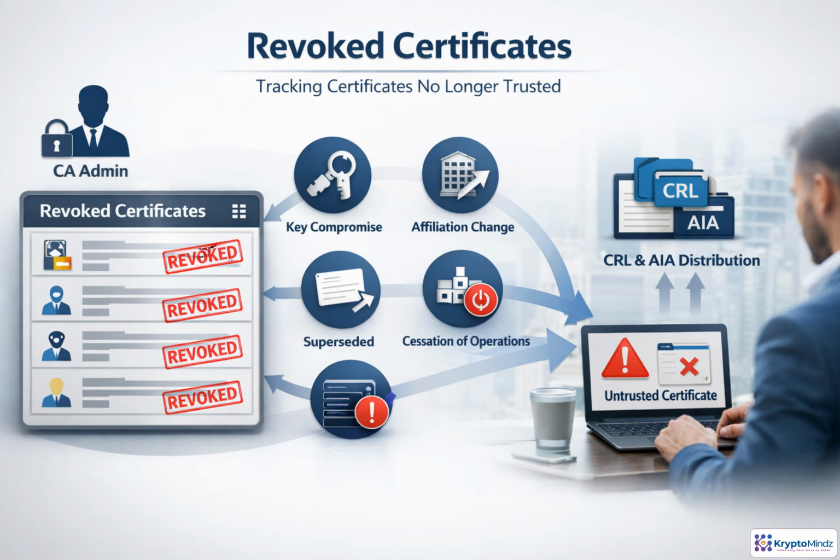Revocation is how a CA declares this certificate is no longer valid, even though it hasn't expired. An administrator marks it in the CA database, often because the key was compromised, the owner left or changed roles, the certificate was superseded, or the system was decommissioned. The CA then publishes that status into CRLs, which clients download and check. If a certificate appears in the list, clients must treat it as untrusted and stop using it.